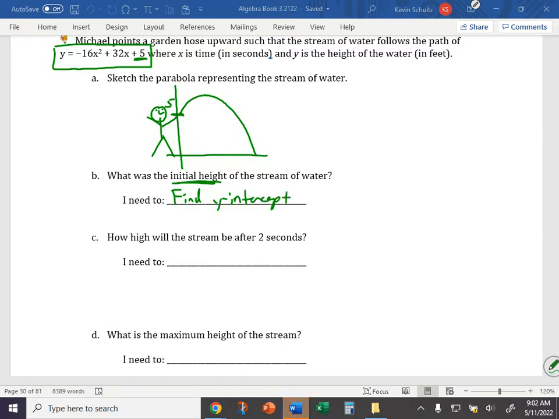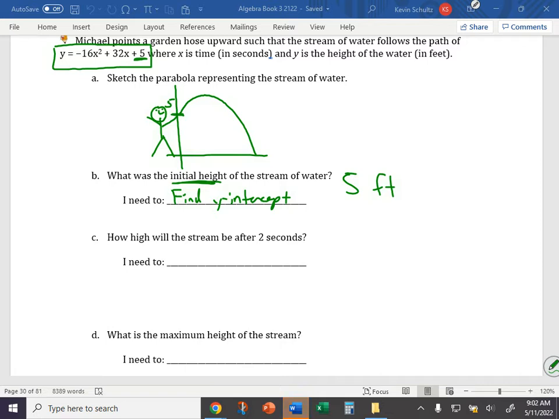Is this going to be a question on the test? Not the exact same, but this is helping you know what to think about. The question on the test will be, here's the situation, and then what's the height? How high will the stream be? What's the maximum height? So you need to know what that means. All right, and then the answer to this is 5 feet, because the initial height, we know from the y-intercept, is 5.